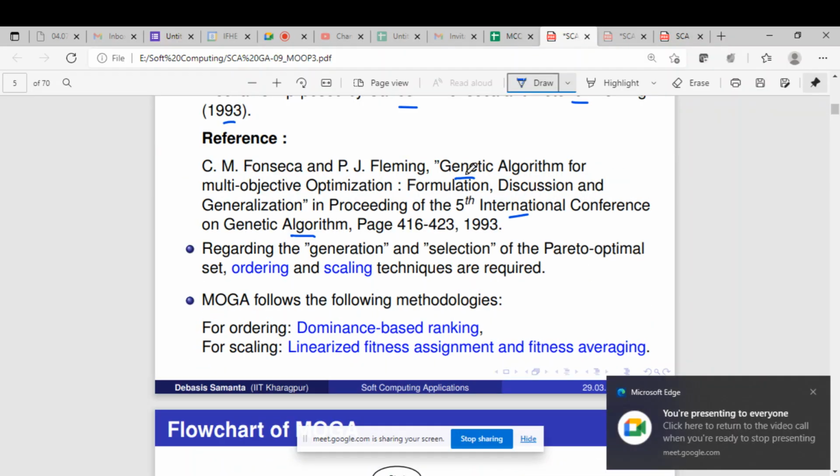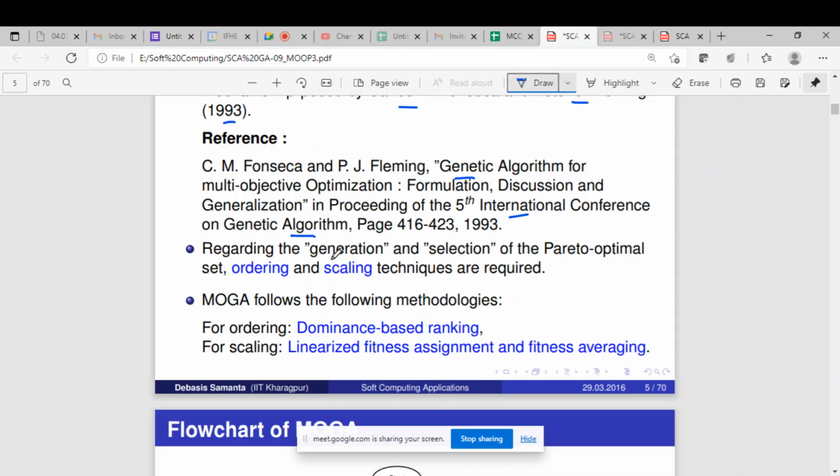So what is special about this algorithm is the way in which it generates new population and the way in which it performs selection for mating. For the mating pool, it has to select the individuals, right? So this generation and selection were done in an innovative way. Regarding the generation and selection of the Pareto optimal set, ordering and scaling techniques were used. So what is ordering, what is scaling, how it does that, we'll be discussing.